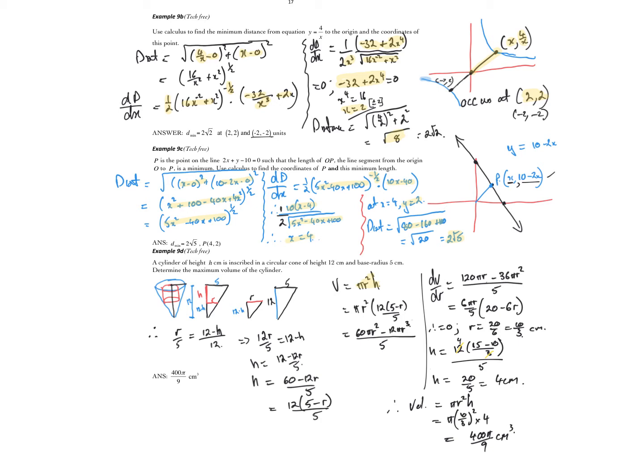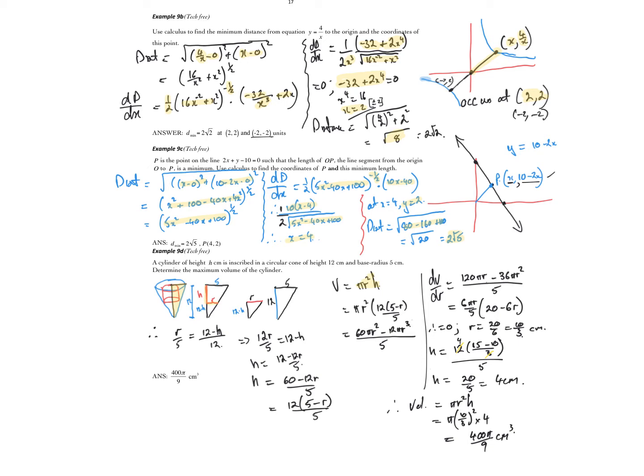So what we need to do is consider the triangle that's inside this cone and how the variables that are measuring the cylinder dimensions are related. So you can see that this right angle triangle of the cone has got a height of 12 centimeters and a radius of 5 centimeters because they're the dimensions of the cone that have been given. The cylinder itself has got a height of h and a radius of r.